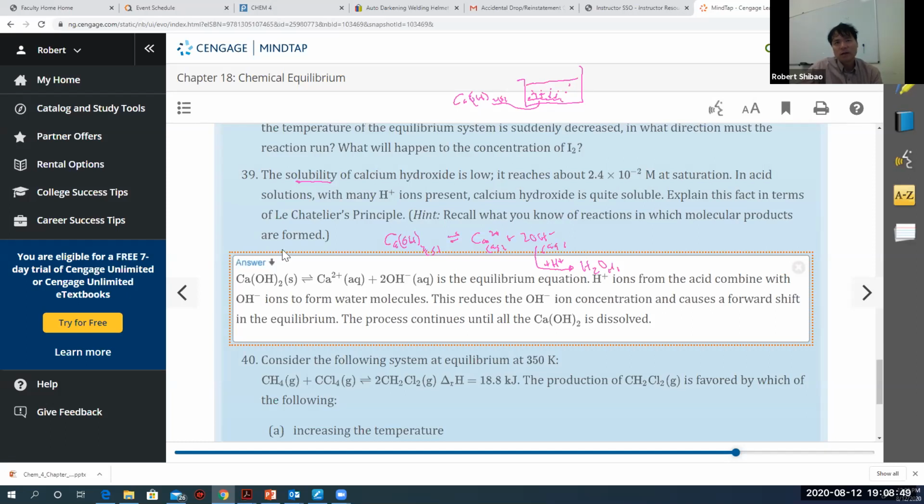Now this is a pure solid, so this gets a 1 in the equation. In fact, we could dissolve all the calcium hydroxide if we had enough H plus. It'll keep shifting this until it all dissolves. And so calcium hydroxide is soluble in acid.